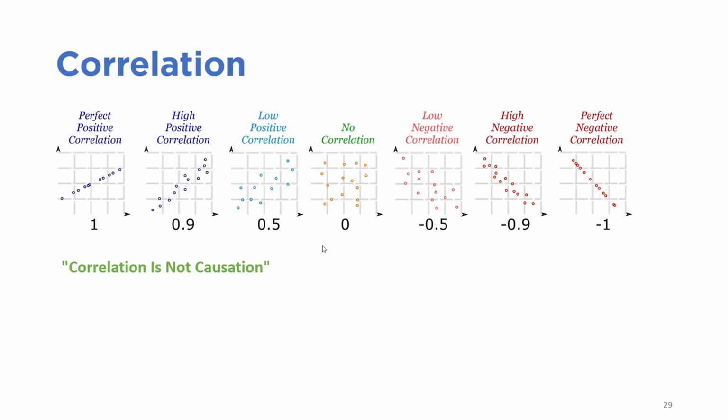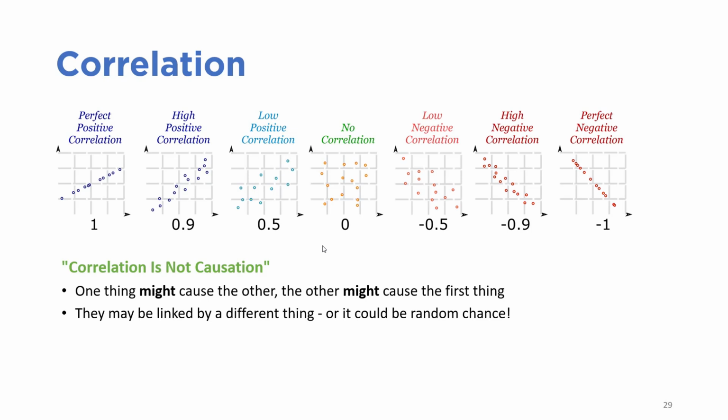And this is a reminder that correlation is not causation. One thing might cause the other, but the other might cause the first thing. We don't really know which one is causing which. They could be linked by a third thing that you haven't actually captured in your analysis, and this could be random chance.